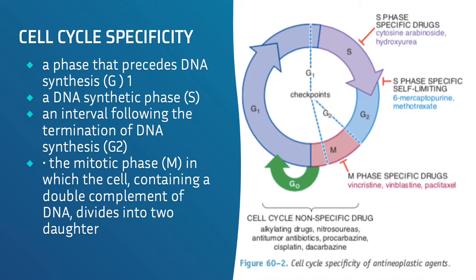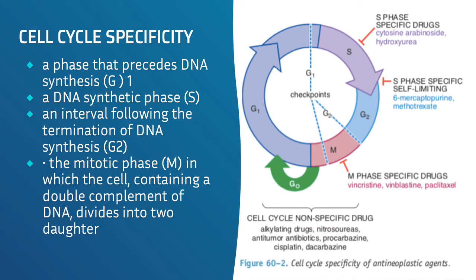Your G1 phase is the phase that precedes DNA synthesis. Your S phase is the phase wherein DNA is replicated, and your G2 phase is the interval following the termination of DNA synthesis. Your M phase, or your mitotic phase, is the phase in which the cells enter mitosis and divide into two daughter cells.